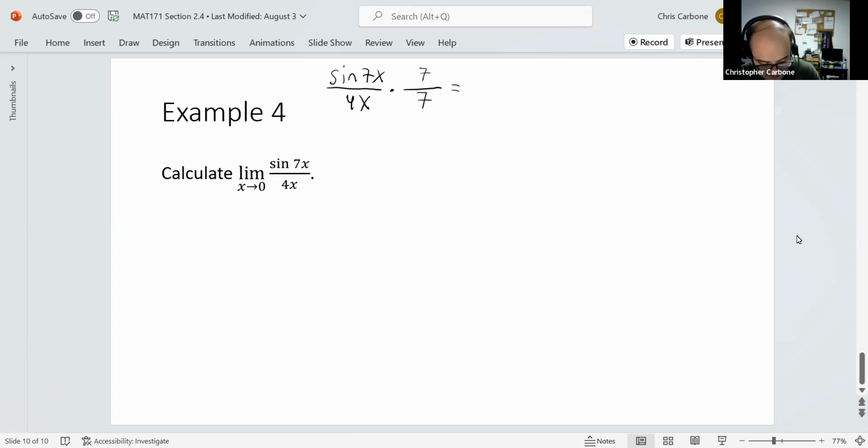We could rewrite this then as just 7/4 times the sine of 7x divided by 7x. So this limit is, I'm going to put the 7/4 in front since it's a constant, 7/4 times the limit as x approaches 0 of the sine of 7x divided by 7x.